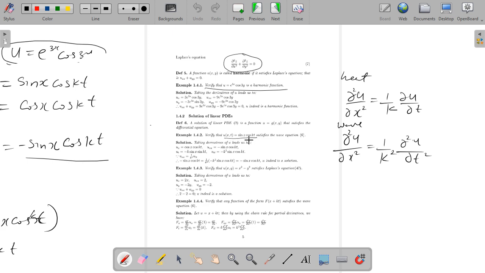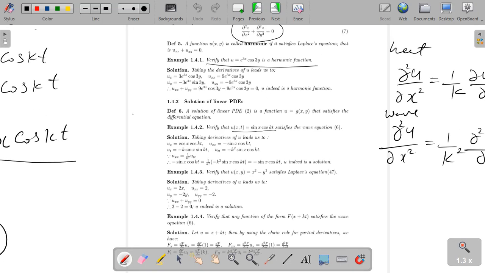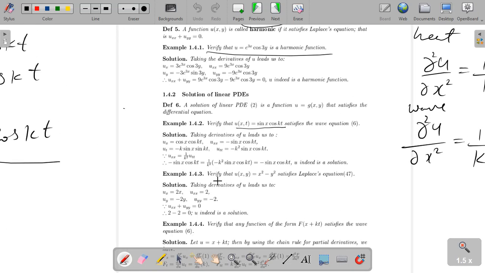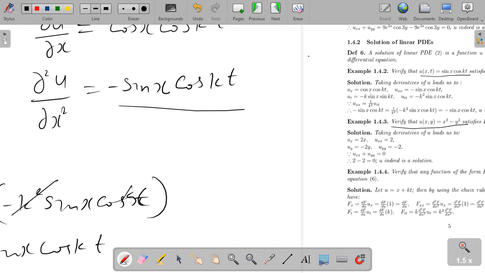Okay, so we go to the next one, and the next one is that they say we should verify if this satisfies the Laplace equation. So let us solve that. To solve this, I have to scroll up so that I can be seen. Then I'll clean my board.